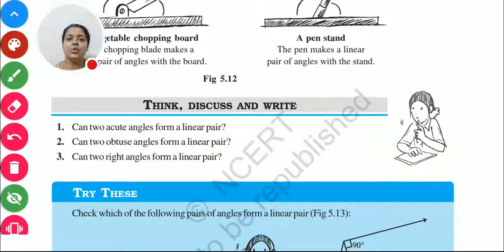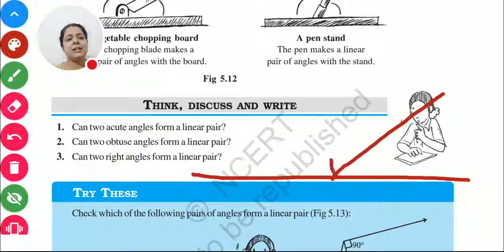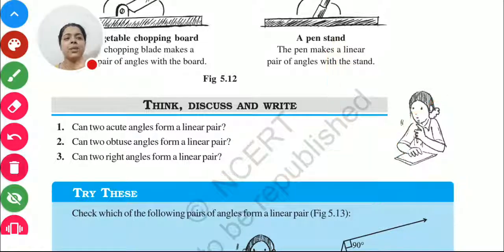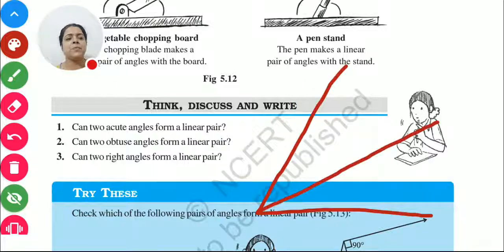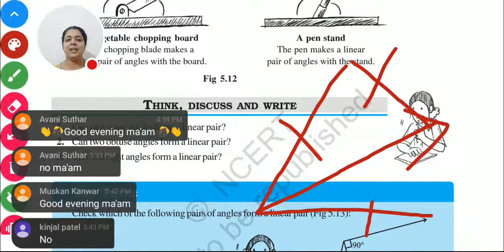Now it's asking whether two acute angles can form a linear pair. Let's see. Two acute angles. One angle is this, another angle is this. This is acute, this is acute. Can it form a linear pair? Do you think it is forming a linear pair? No, because this is common, but when we talk about the uncommon lines, they are not opposite to each other. And when they are not opposite to each other, it can never be a linear pair. Right.